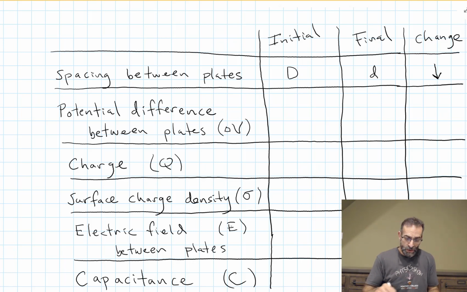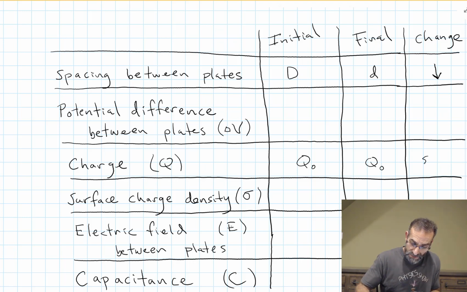Right away, we can go to our row that has charge in it and fill that in. If we started with charge Q naught, we're going to end up with the same amount of charge because it can't go anywhere and we can't get any charge from anywhere. So it stays the same.